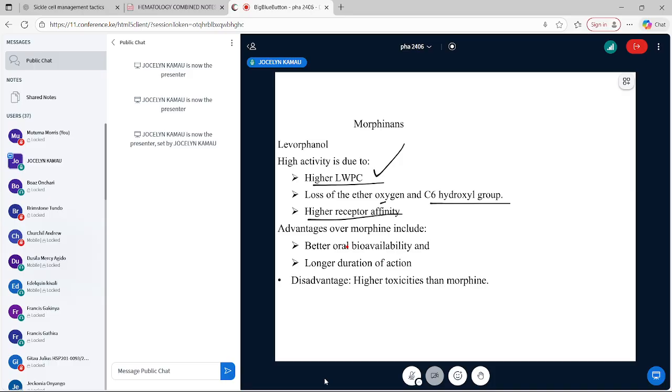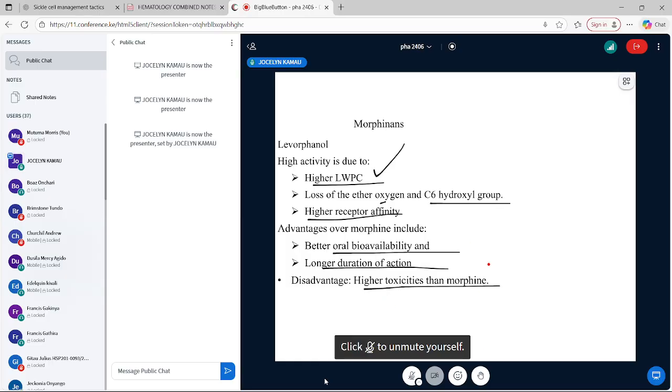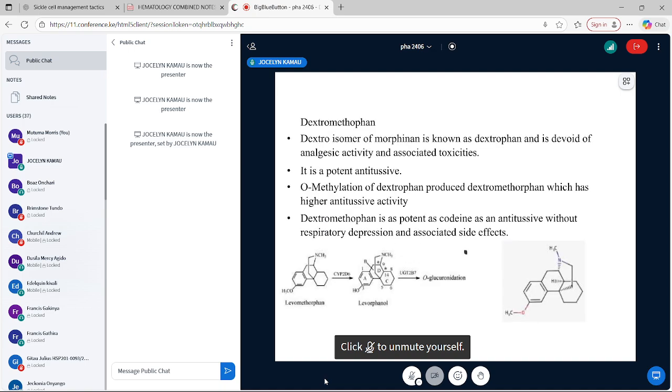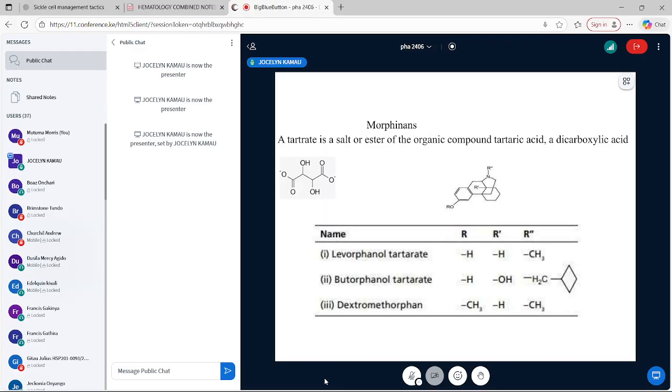And the advantages of a morphinan include better oral bioavailability because of the higher lipid solubility, longer duration of action, and they bind the receptor much more. Disadvantage, higher toxicities than morphine. The higher the analgesic activity, the higher the toxicity. Then we go to another compound which is very important.